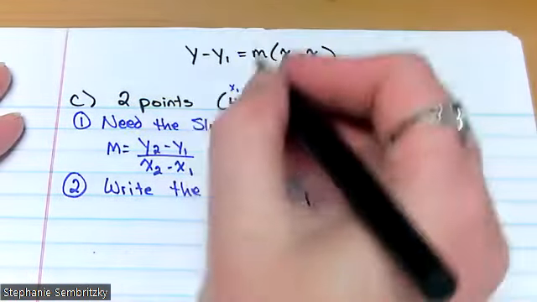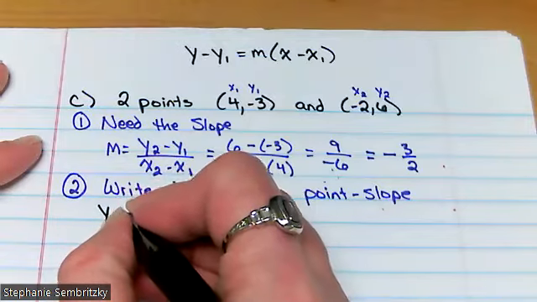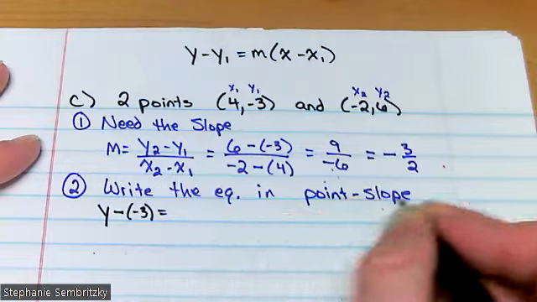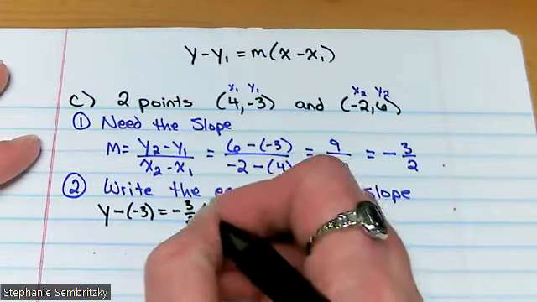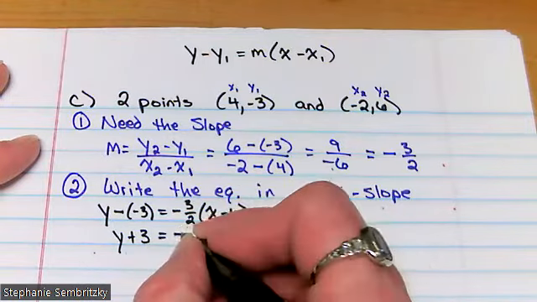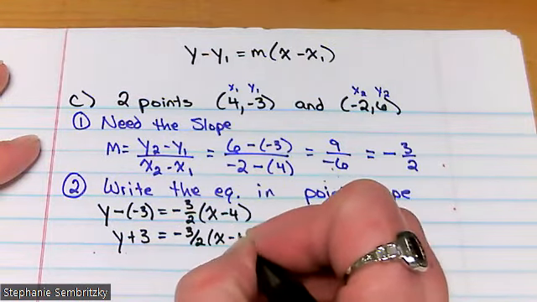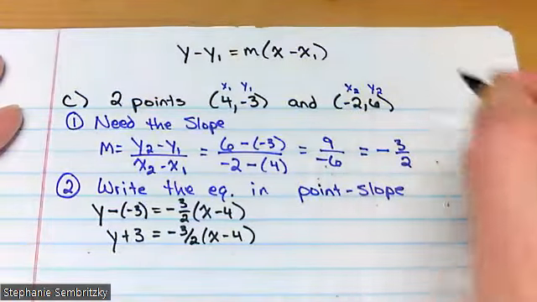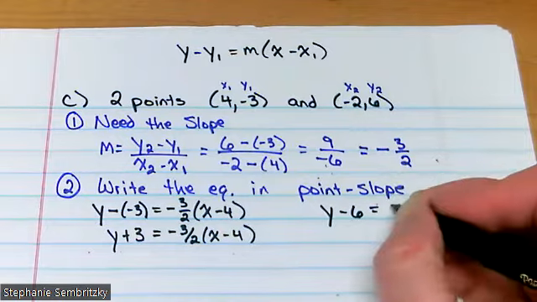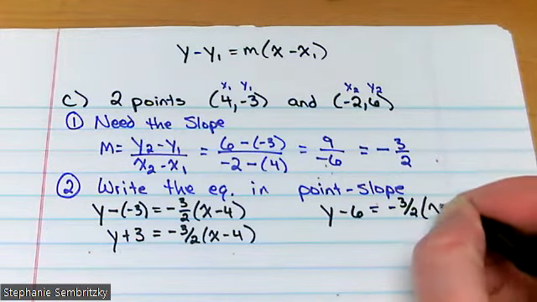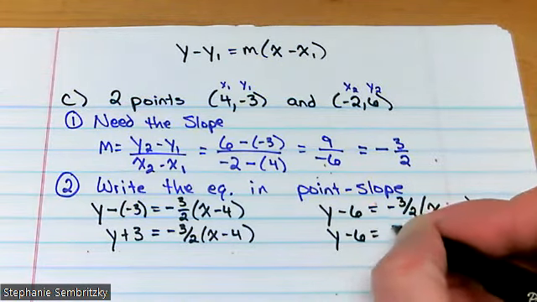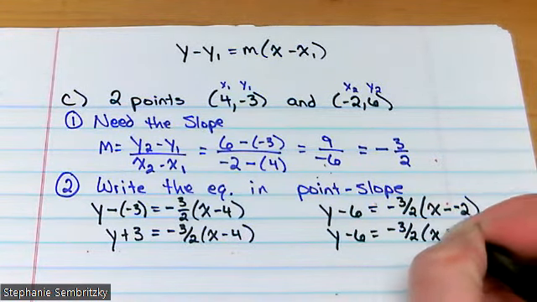So I could do this with the first point. Y minus the negative 3 equals slope was negative 3/2 and then x minus 4. Well, that's y plus 3 equals negative 3/2 times x minus 4. Or I could have used the other point. Y minus the y value equals the slope and then x minus the negative 2. And you're saying, Miss Zembritsky, those aren't the same equation.